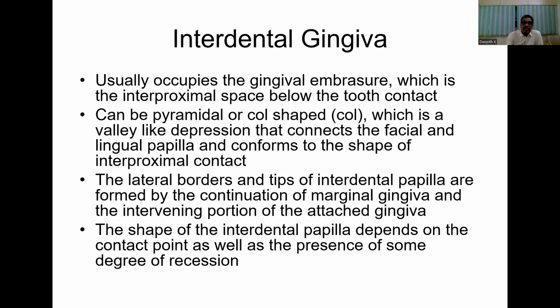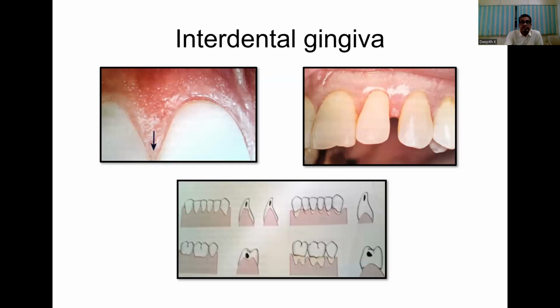it will be a valley-like depression. It's called the col. The lateral borders and tips of the interdental papilla are formed by the continuation of the marginal gingiva and the intervening portion of the attached gingiva. The shape of the interdental papilla depends on the contact point as well as the presence of some degree of recession. If a tooth is absent or there is spacing between the teeth, there will be no interdental gingiva in that area. See, that is pyramidal in shape. In case of spacing, there is none. But where there is interdental gingiva connecting the facial and lingual surfaces, you will get a valley-like depression. That's called the col.